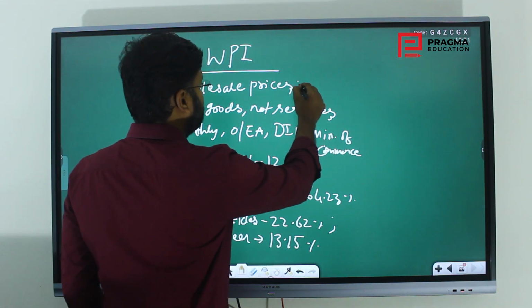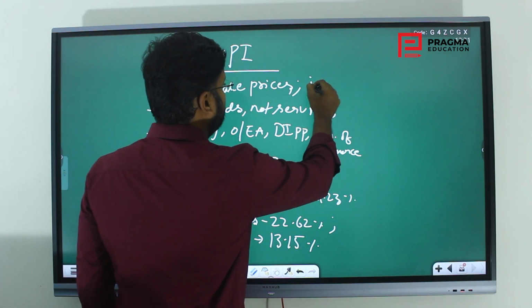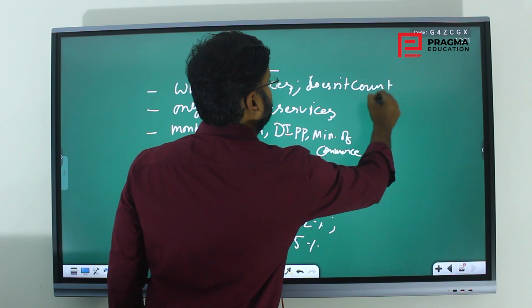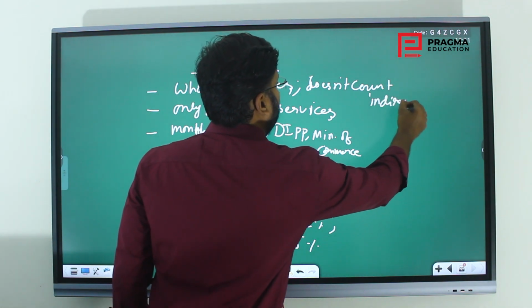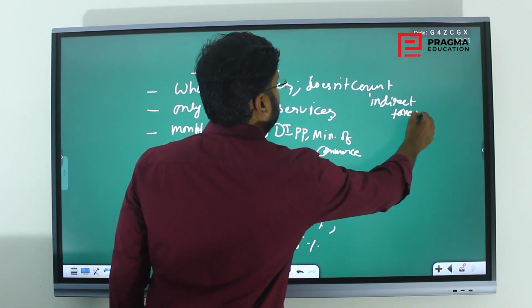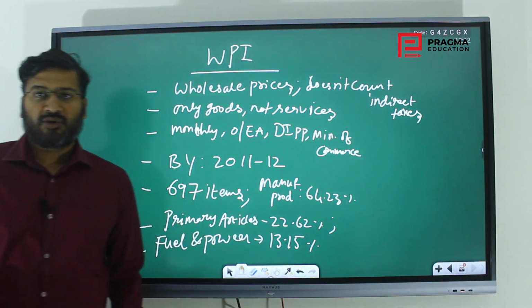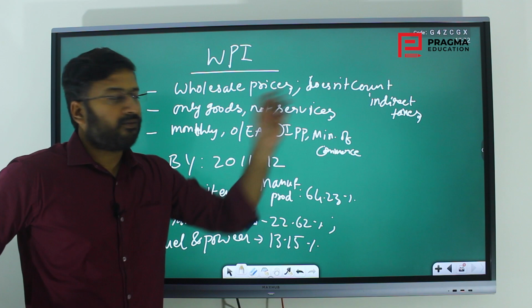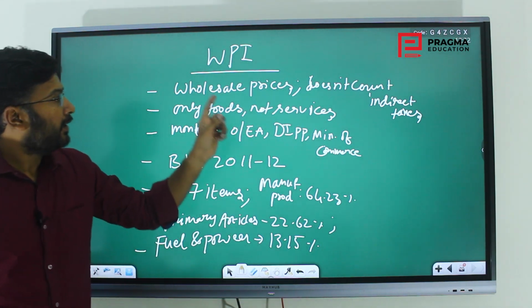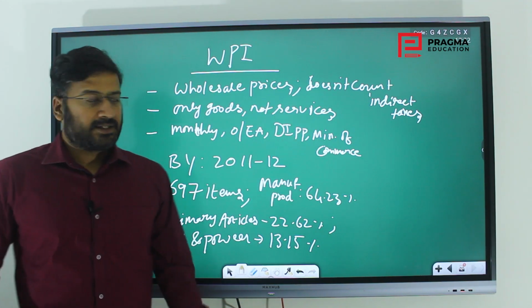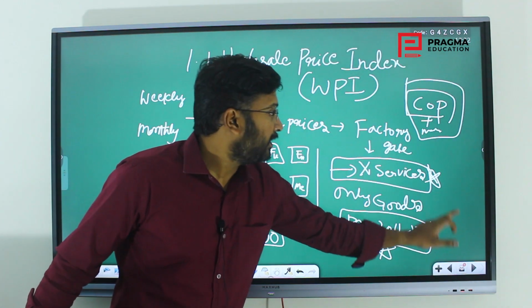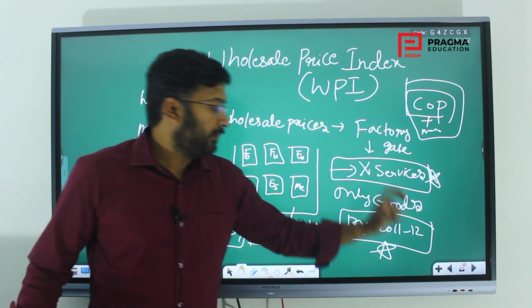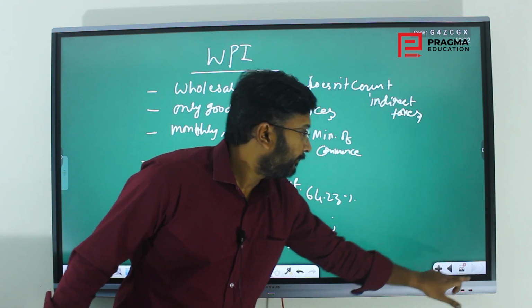Next, wholesale prices means it doesn't count indirect taxes. So this is essentially what CPI covers. So we will be moving into the CPI concept. So now I have written this. That is, WPI doesn't count indirect taxes. It is essentially capturing the prices at the factory gate. It doesn't include indirect taxes.